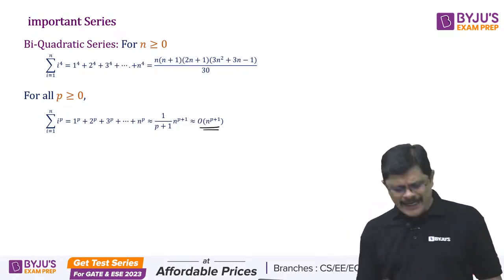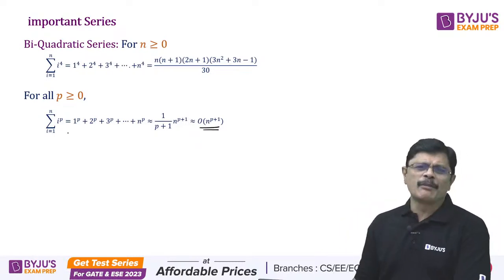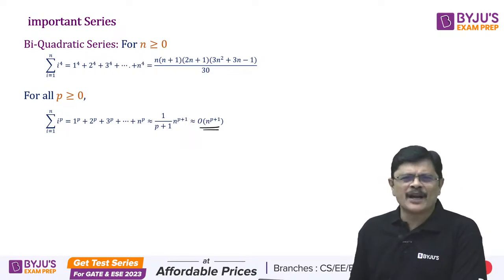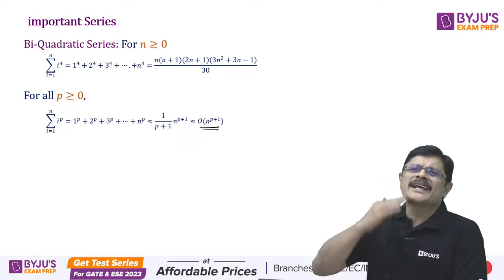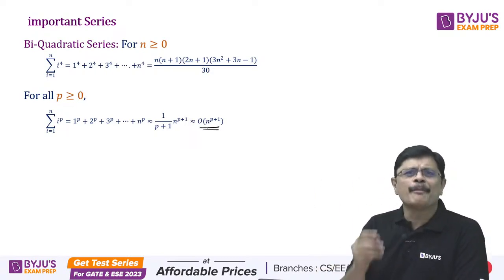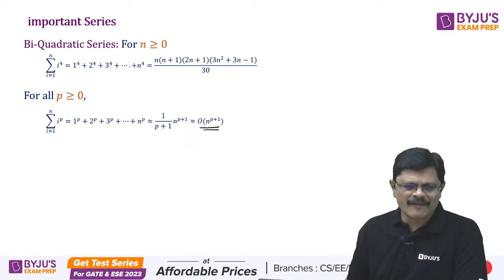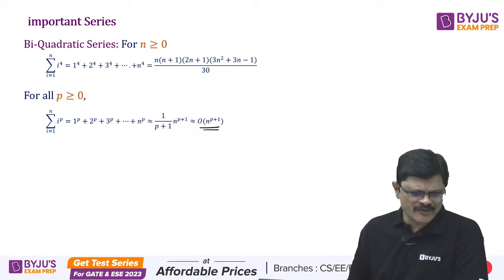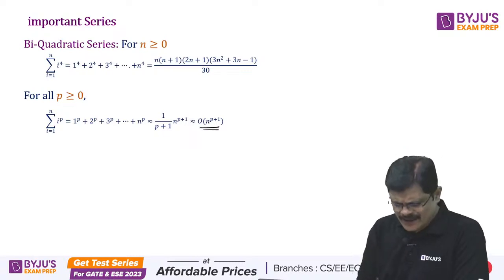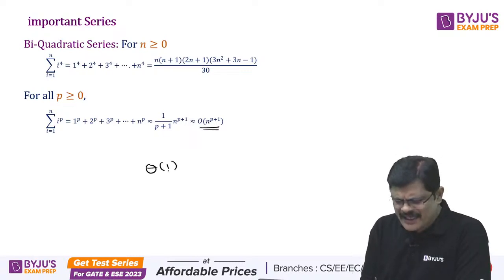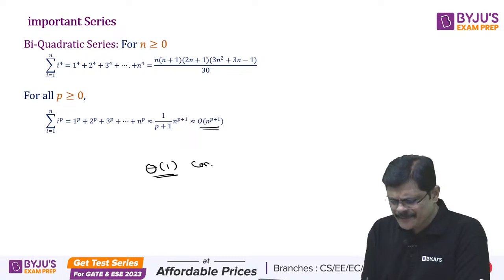So whenever you find sum of cubes, sum of power 4, sum of power 5 and so on, we can write order n power p plus 1, my dear friends. What is constant time? Yeah, see, this is constant time, sir. Theta 1 we denote as constant time.